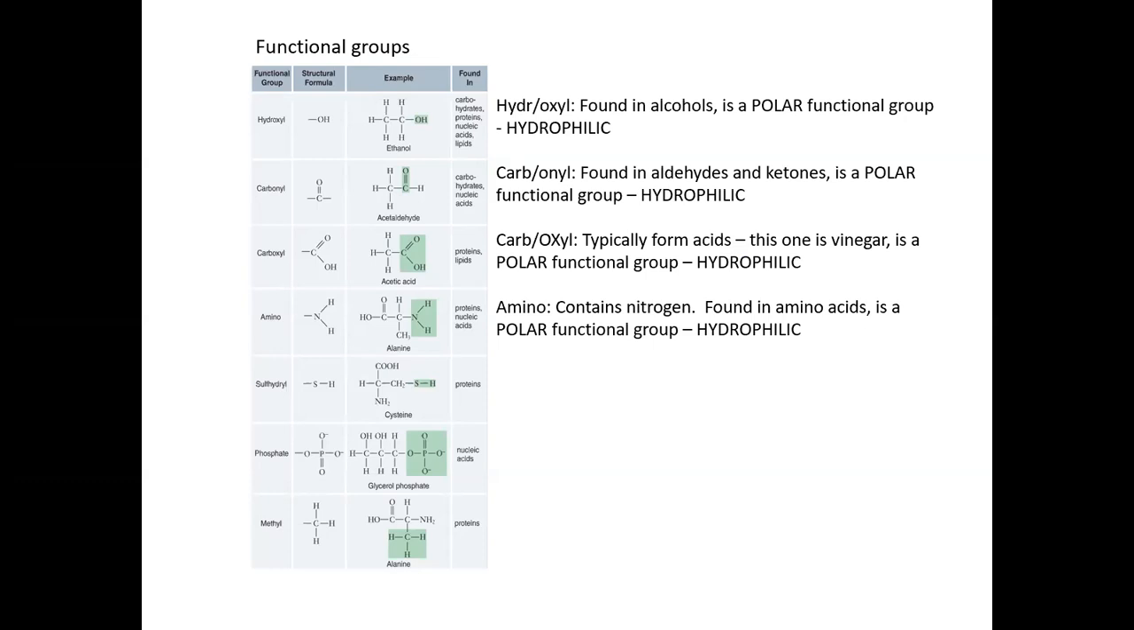All right, amino. Amino. This is a biggie here. We're going to talk a lot about aminos. Main element to look for here, nitrogen. All right, so amino groups contain nitrogen. Amino groups are found in amino acids.